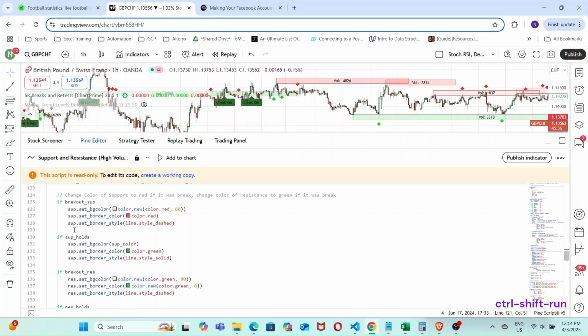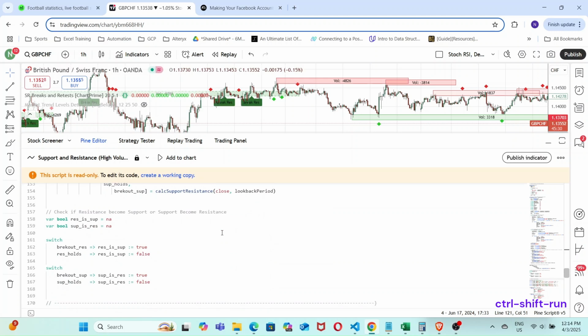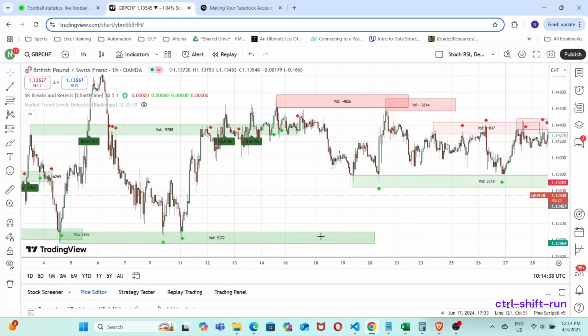In summary, the SR Breaks and Retests ChartPrime indicator identifies potential support and resistance zones based on pivot points confirmed by high volume. It visually represents these zones as boxes. It then monitors price action to detect breakouts and instances where price holds these levels. Furthermore, it attempts to identify situations where a broken level might be acting as a new level of support or resistance, providing visual cues for these potential retest scenarios.